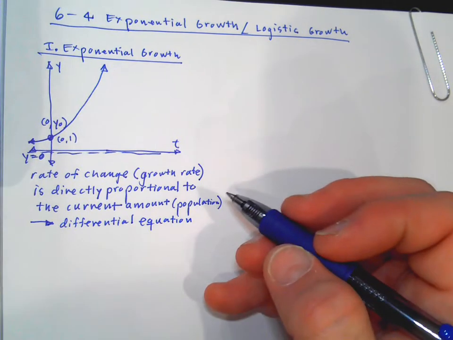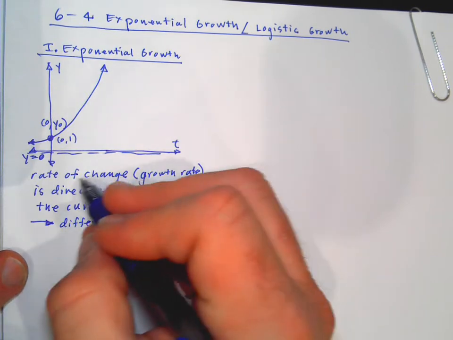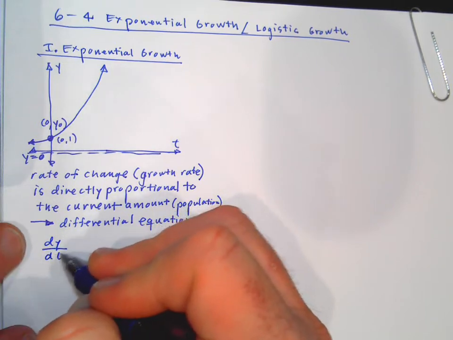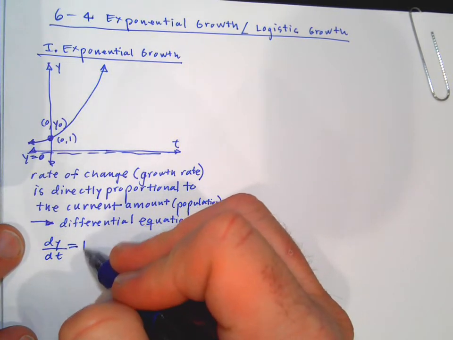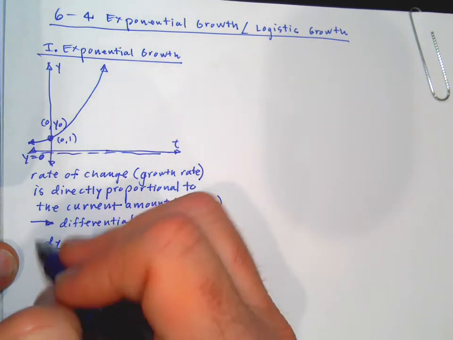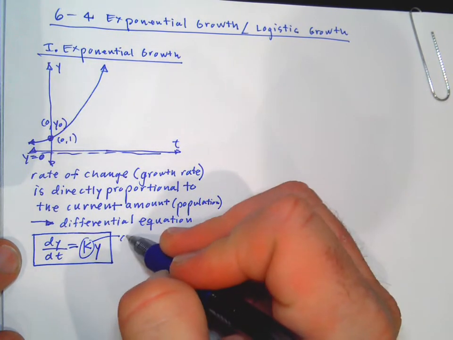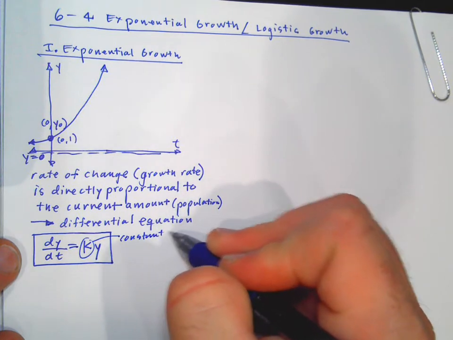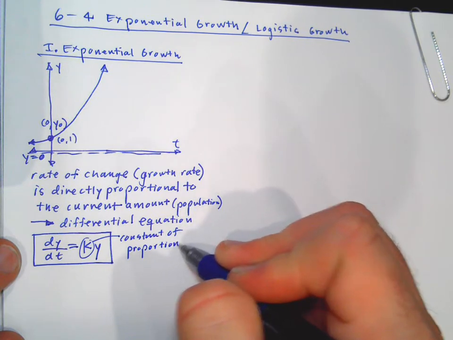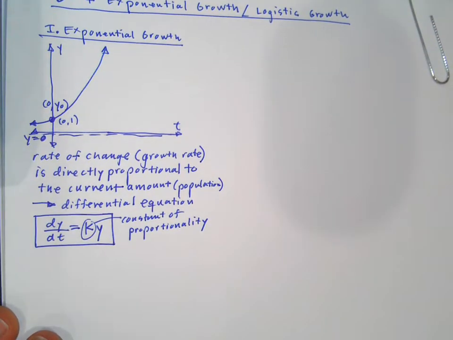Lots of differential equations. So if we were to translate this into calculus notation, rate of growth, rate of change, growth rate, that's a derivative. That's dy/dt. And then directly proportional means there's some constant, which often we use k, times the current population. So that whole phrase translates into this. This is called the constant of proportionality. For us, it's going to end up being a growth rate.